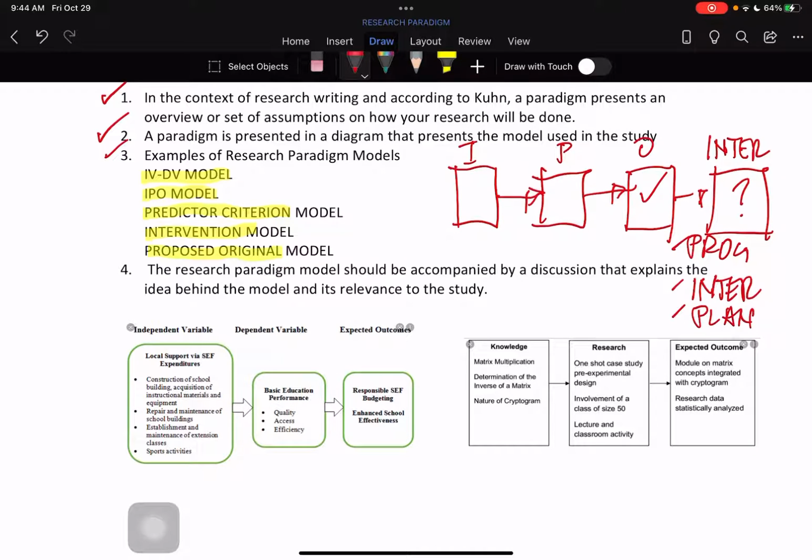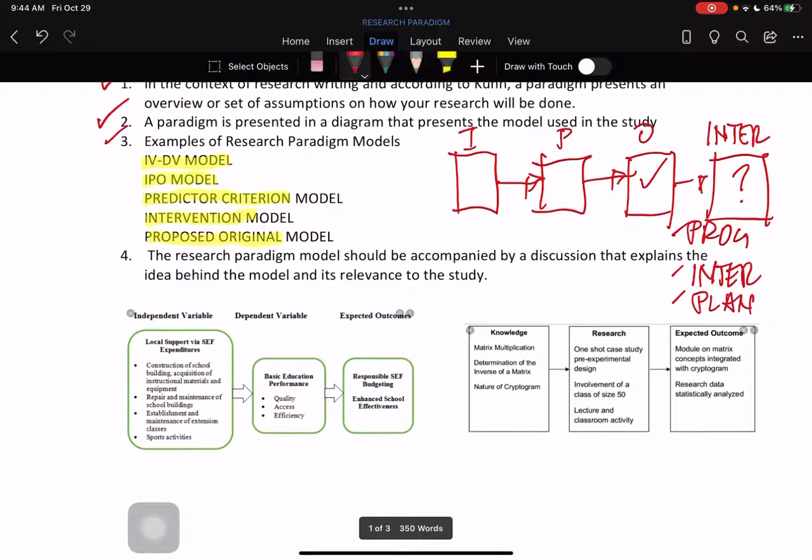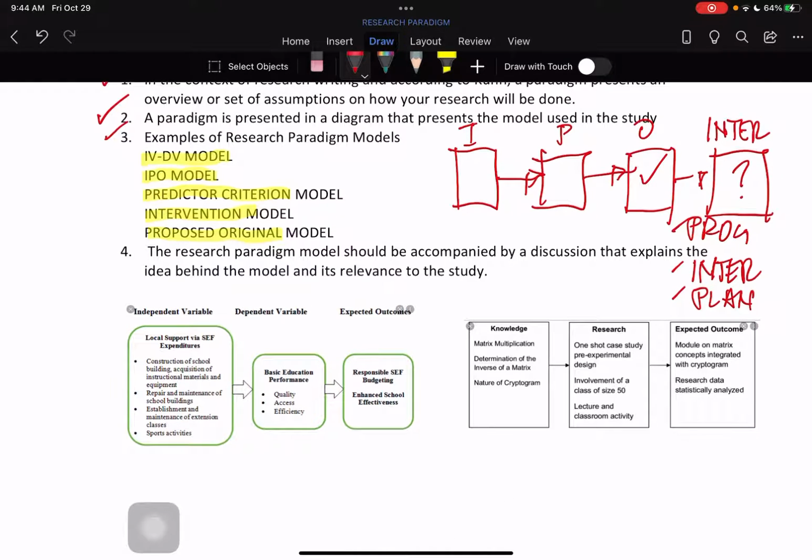And the proposed original model, if you do not want to use any of these models, you can create your own model, just as long as the concept and the idea are there, meaning the variables that you used in your research, the relationship of these variables to each other, and the flow of how your study will be accomplished will be presented in your model, then that's okay. So that will fall under what we call the proposed original model. So again, after all of this, tips, recommendations, and reminders, we go on to the fourth one.